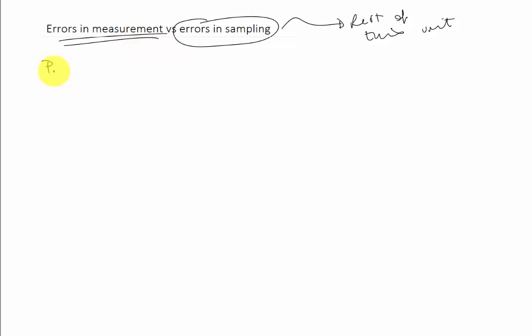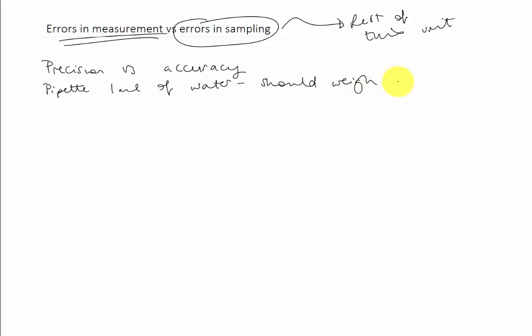So this brings into play the idea of precision versus accuracy in measurement. Do you remember, we were checking our pipette, so pipette 1 ml of water, and that should weigh by definition exactly 1 gram. So you did that, and with pipette 1, maybe you got 1.000 grams, 1.002 grams, 0.999 grams, 1.001 grams, 0.998 grams, something like that.